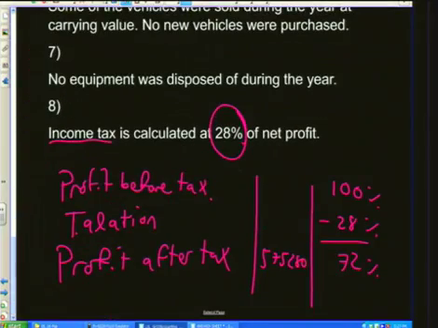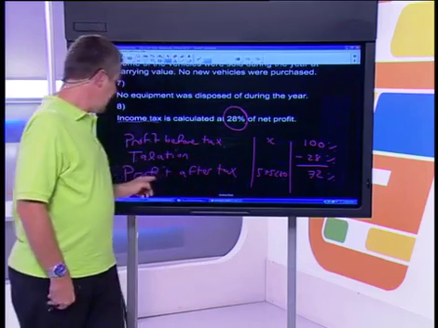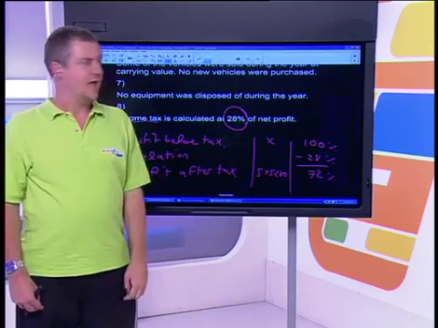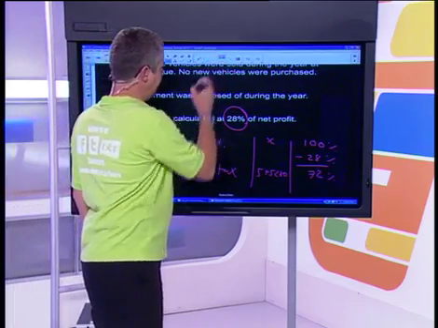575,280. The number that I want is this X at the top here, which is the 100. Okay, so I want to know what my profit before tax is. But I've only been given my profit after tax. Now, here is the method that you should use.